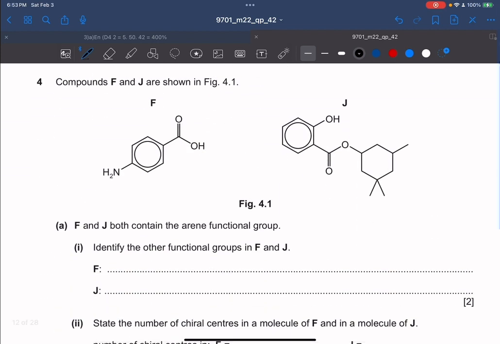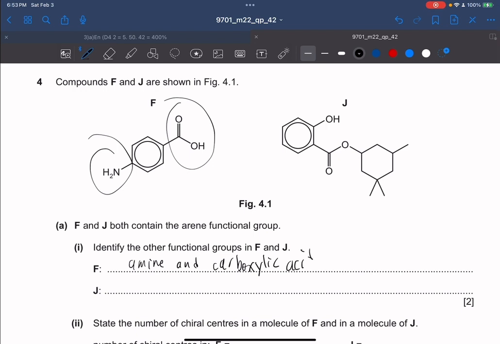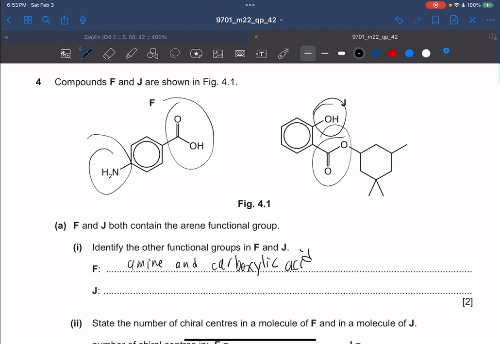Okay, so we're finally on to organic chemistry here. F and J both contain the arene functional group. Identify the other functional groups. So here we have a carboxylic acid, that's an amine, so amine and carboxylic acid. Here we have a phenol, an ester. Obviously this is an alkane, I guess. These are alkyls, but I think probably just writing these two are sufficient. So we have a phenol and then ester.